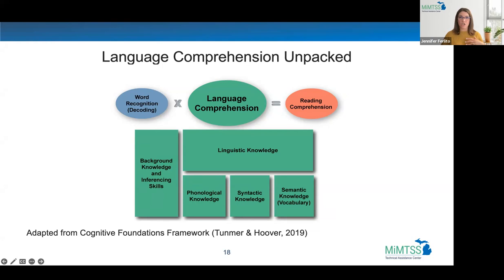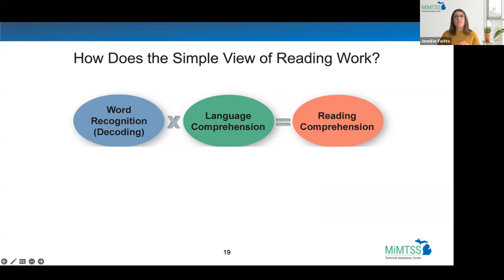So the simple view of reading is a framework for educators to understand what's going on in the brain when their students are reading. And then we need to apply that to understand what instructional decisions we should be making. So if we have reading comprehension that requires competence in both of these buckets, right? These systems have to be connected in the students' brains through deliberate and repeated practice. And that is through interactions with language and print.